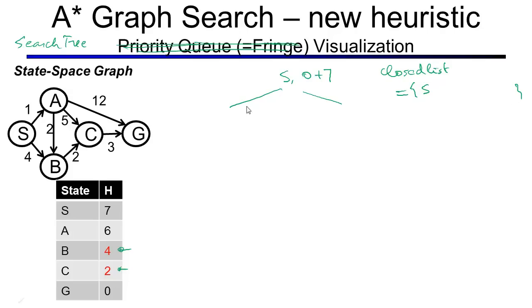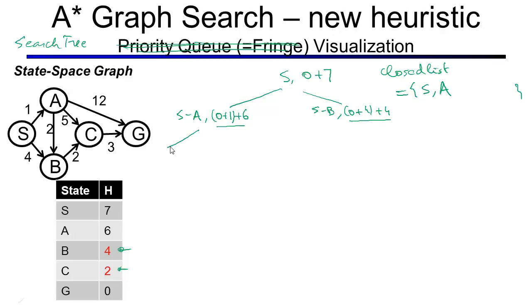S has two successors, A and B, so we have SA. The F cost for SA is the G cost of the parent, which is 0, plus the cost for transition SA, which is 1, plus the heuristic value at A, which is 6. And we have for SB a G cost of 0 plus 4, plus the heuristic value of 4. We have expanded S, which is in our closed list now. Who's up next for expansion? 7 versus 8. 7 is a lower F cost, so we'll expand SA, which will put A on our closed list.